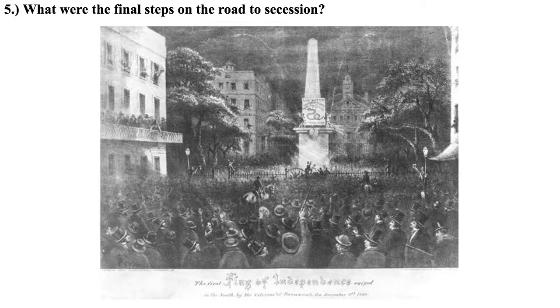Essential question 5 is, what were the final steps on the road to secession? Southerners, after the election of 1860, feared rule by a northern sectional party, the Republicans, who they saw as hostile to their values and their interests.